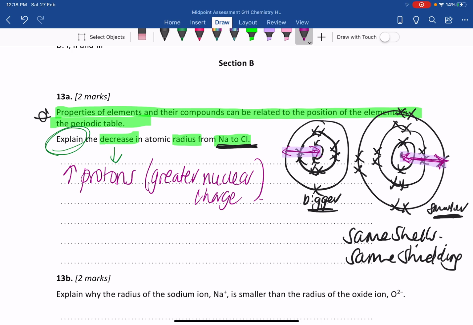Now, we have looked at this once before. This seems irrelevant, but it isn't. It's required. So even though is what they're looking for next. Even though they have the same number of shells, or even though they have the same amount of shielding. 1 mark, 2 marks.